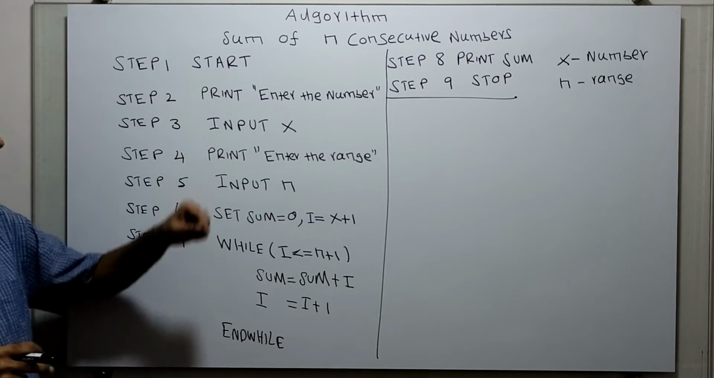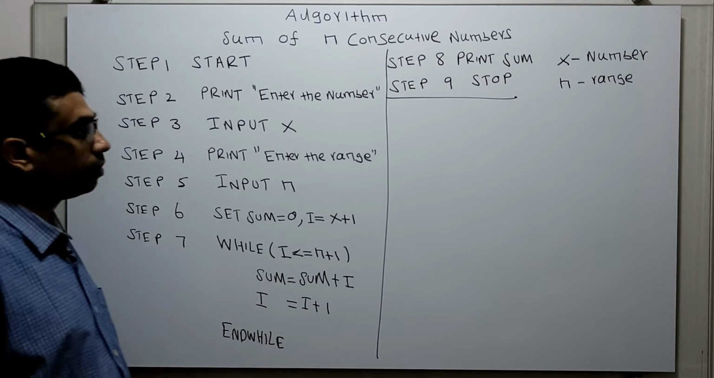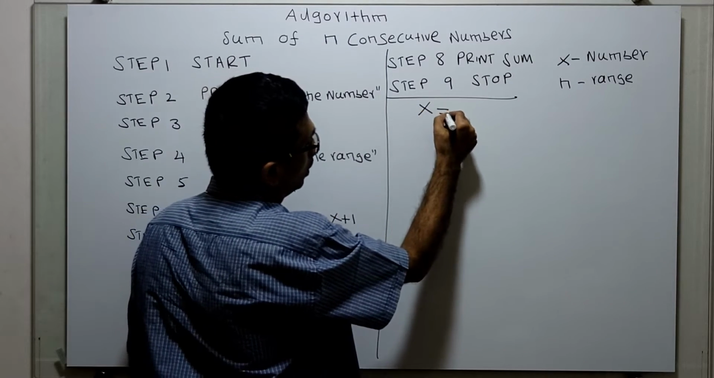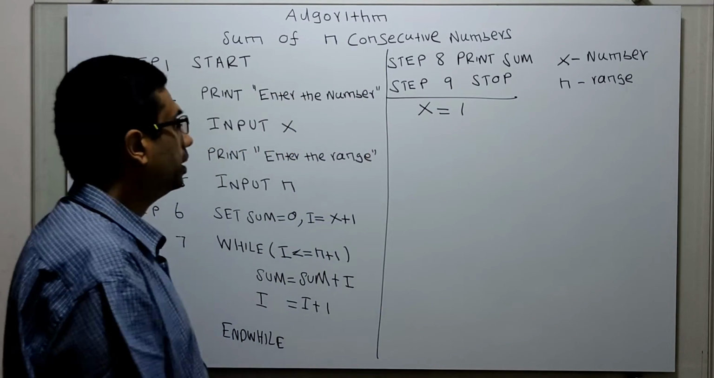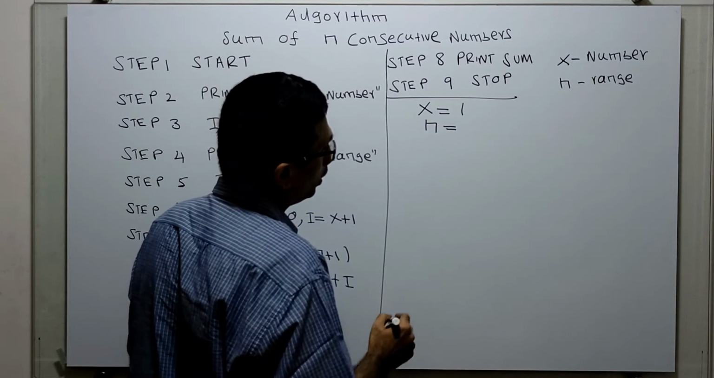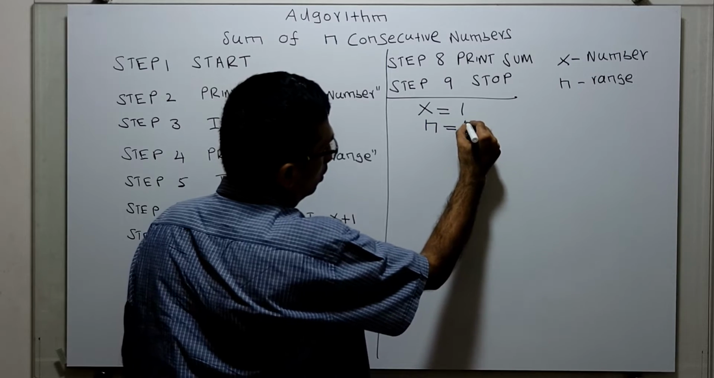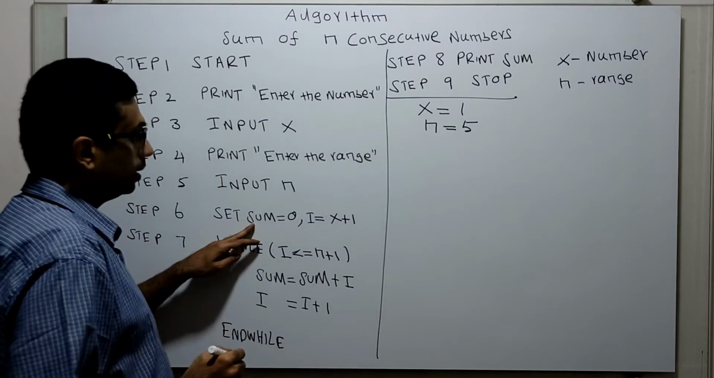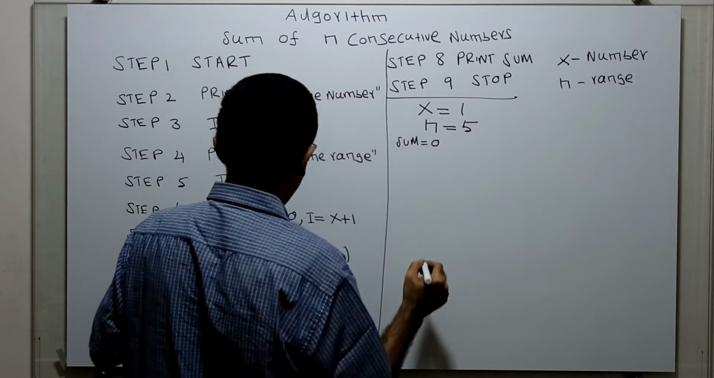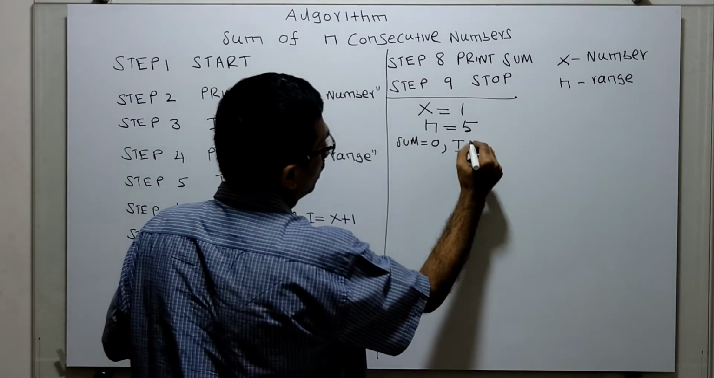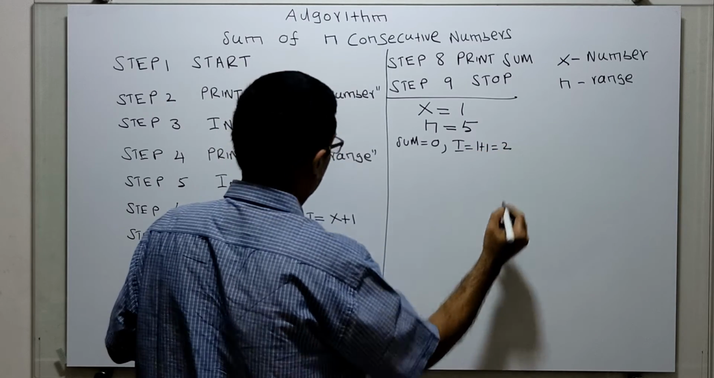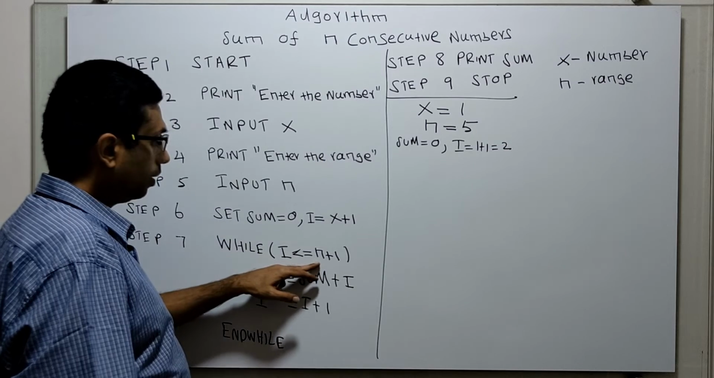We will take a sample input and we will trace this algorithm. Input x, I am giving the value 1. 1 is my input. For n my value is 5. Sum equal to 0, I equal to x plus 1, that means 1 plus 1, which is equal to 2. I am checking I less than or equal to n plus 1.